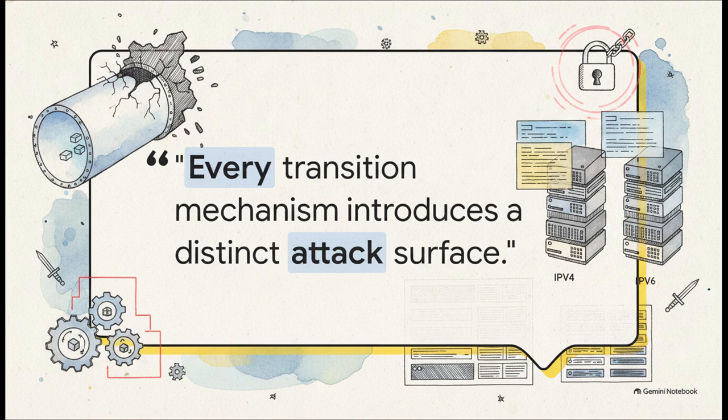Every transition mechanism introduces a distinct attack surface. So, the crucial point is that your security posture fundamentally changes depending on the tool you use. Tunnels? They often bypass traditional perimeter controls completely because the traffic is encapsulated. Translators? They break end-to-end integrity, making packet inspection incredibly difficult. And dual stack? It literally doubles your policy surface area because you now have to maintain parallel rule sets.